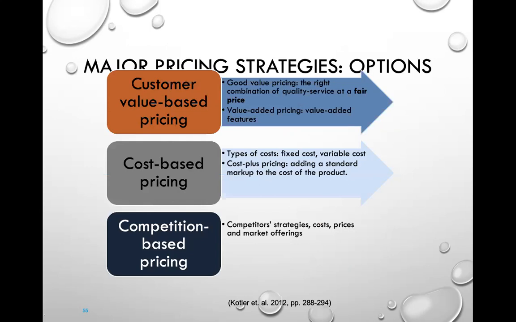Now let's look at this one here. This slide shows the major pricing strategies, right? There are several options that marketing organizations can adopt. The first one is customer value-based pricing, where they need to look at the customer perception about the price and then they charge accordingly. So they develop the product concept, they discuss with the customers what the maximum price is that the customers are willing to pay, and then they design the product accordingly.